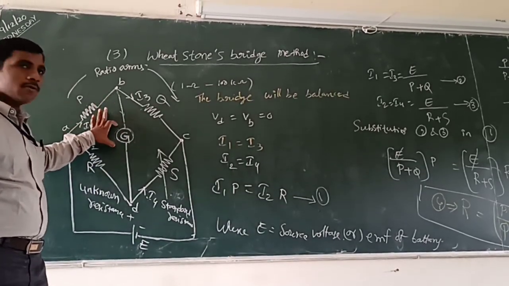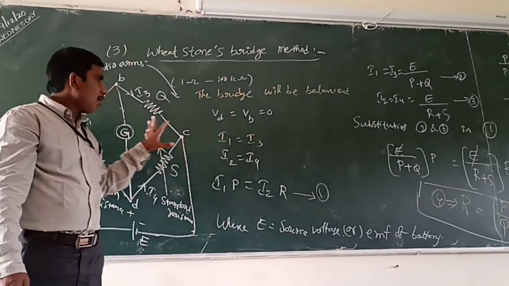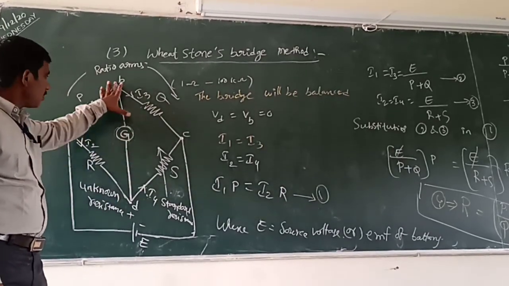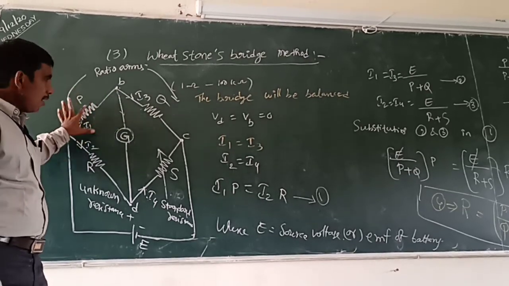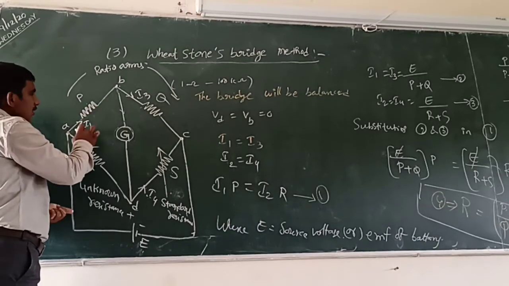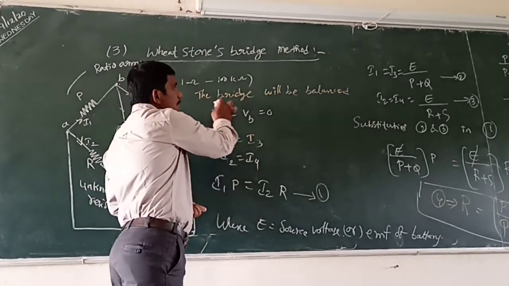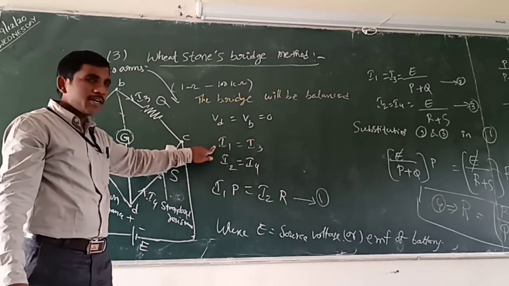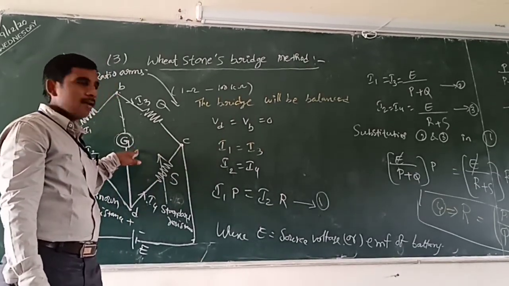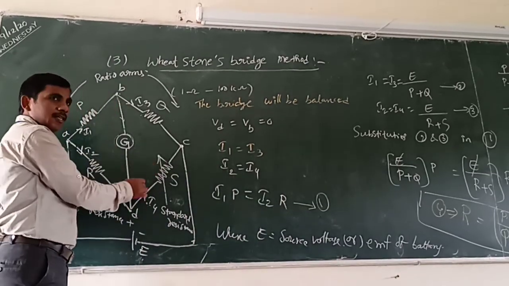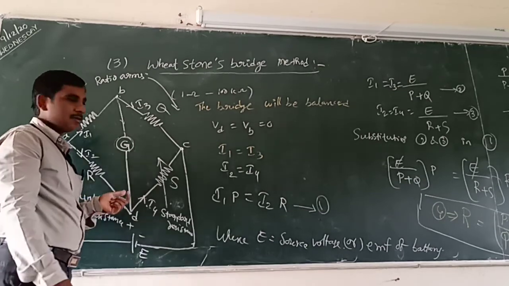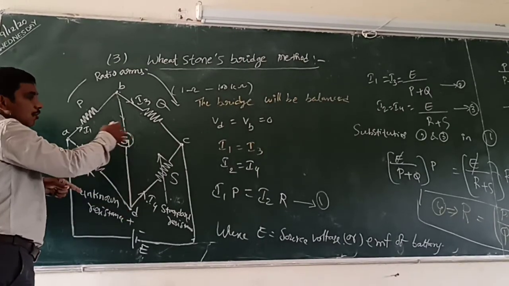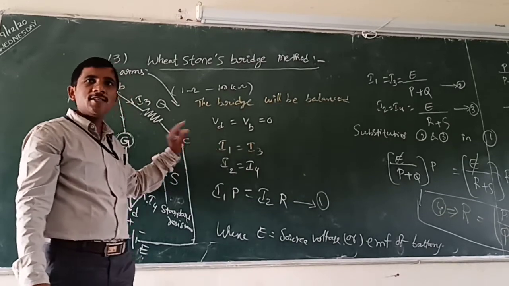When the current is zero through the galvanometer, the bridge is said to be in balanced condition. The bridge will be in balance when VB equal to VD, that is the potential across these two terminals is zero. Then the current is zero. The current flowing through AB is I1, and I1 equal to I3. If it is equal, then it will be in balanced condition. Balancing condition means the galvanometer shows null deflection. Or I2 equal to I4; if it happens, the bridge is said to be in balanced condition. Or we can say that this drop equal to this drop, then there is no current through the galvanometer. There are so many conditions for bridge balancing.